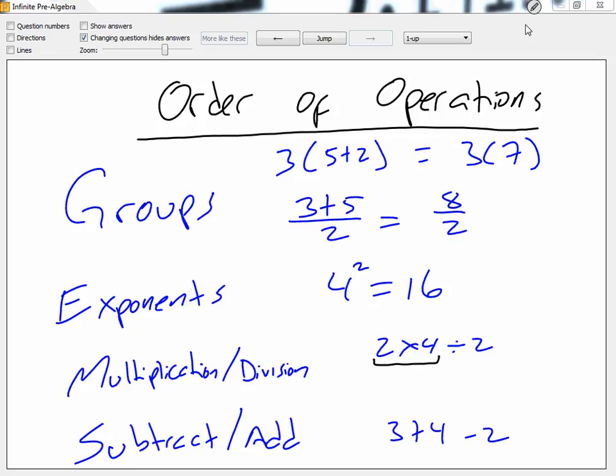Let me pass out the worksheet for today. For today, we only got 2 operations.